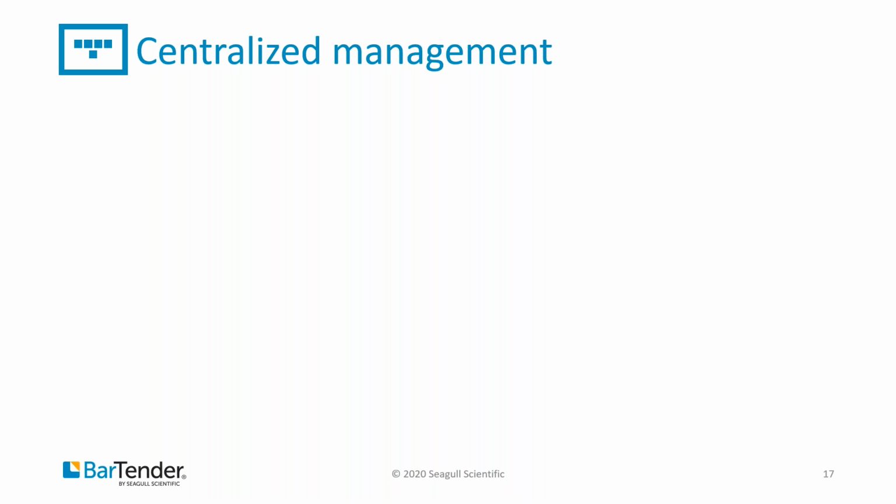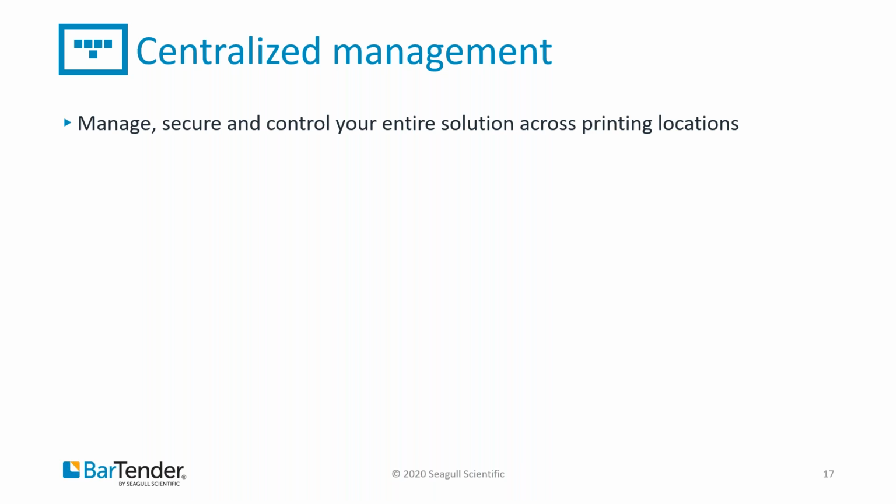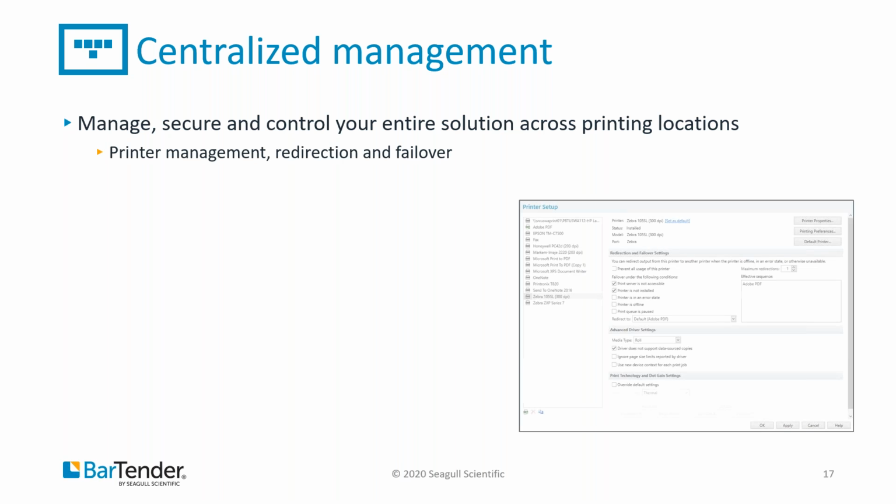BarTender 2021 provides the administration console now for centralized management and control of your BarTender solution across your organization. It replaces Security Center in version 10.1. With the administration console, you can manage one or multiple locations. For example, there are new ways to manage printers across your network.